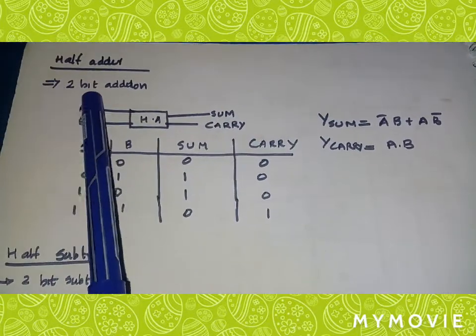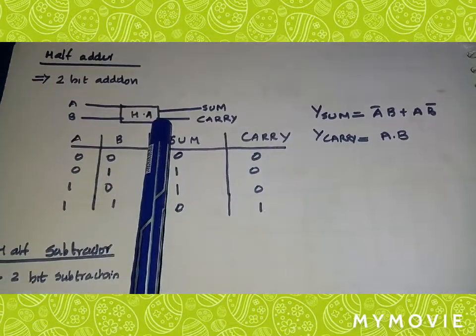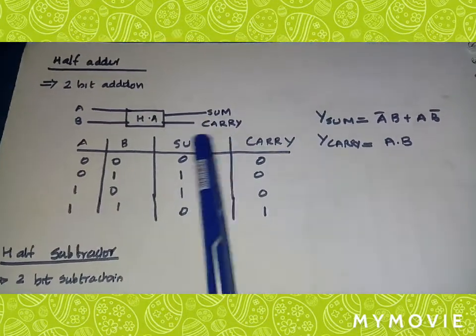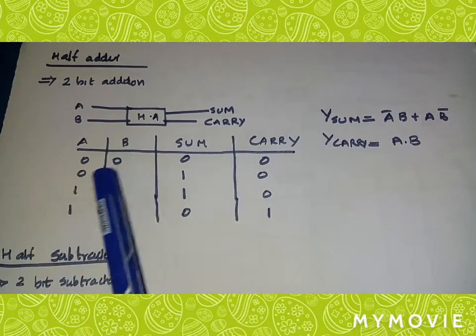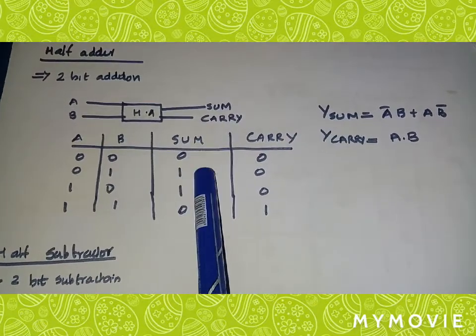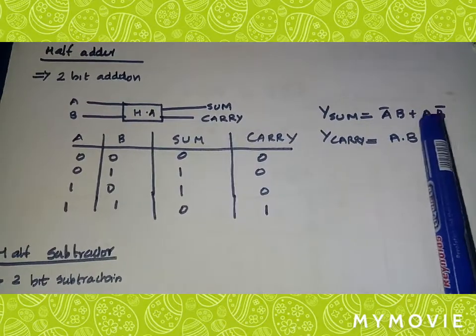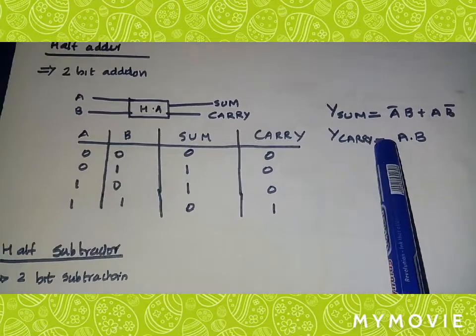In a half adder, which is a 2-bit addition, the inputs are A and B. The half adder has two outputs, sum and carry. For inputs 0 0, 0 1, 1 0, 1 1, we have sum as 0 1 1 0. So Y sum is represented by A bar B plus A B bar, and Y carry is equal to AB.